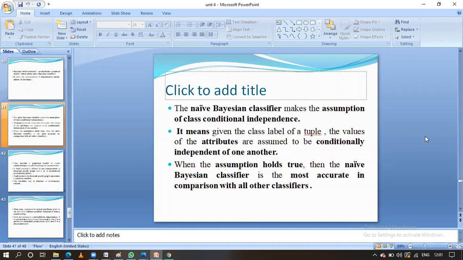Okay, related to this, here they are comparing the Naive Bayesian classifier with our model, that is the Bayesian belief network. Okay, in the Naive Bayesian classifier, guys, the assumption of class independence is there. Class conditional independence assumption is there in the Naive Bayesian classifier. That means, guys, what is the meaning of class conditional independence? It means the attributes are conditionally independent of one another.